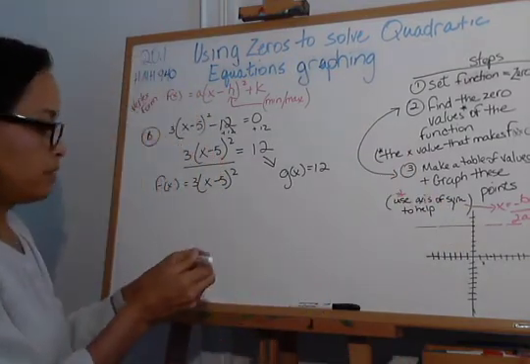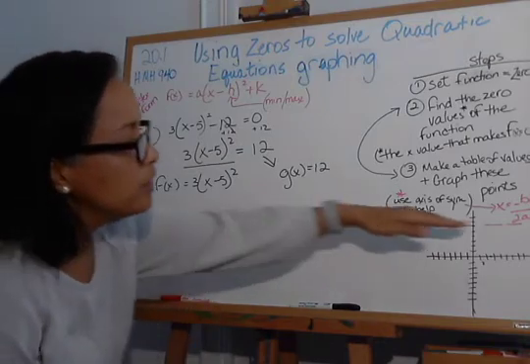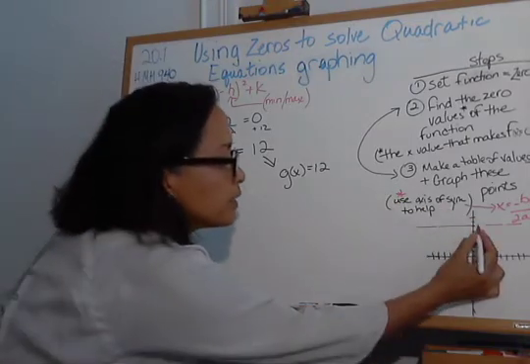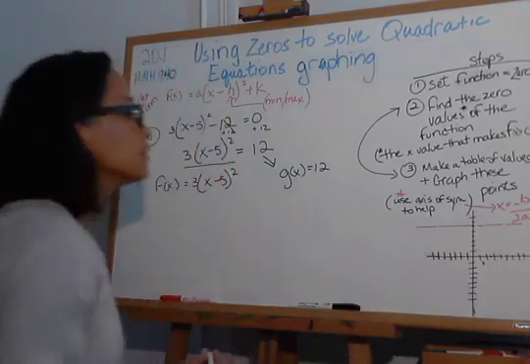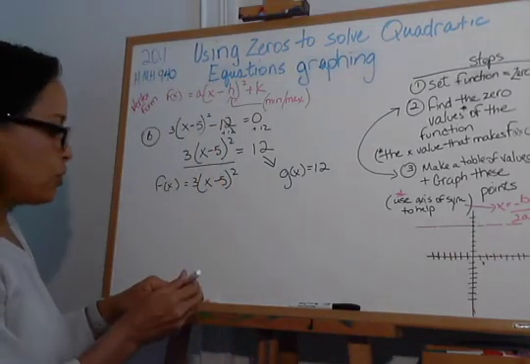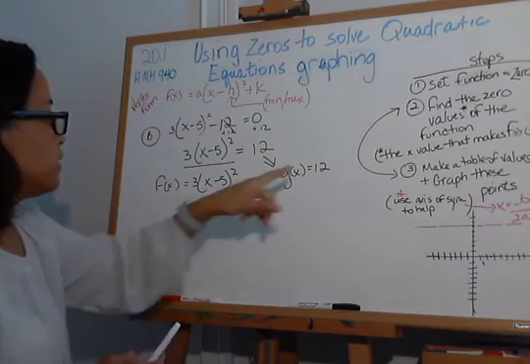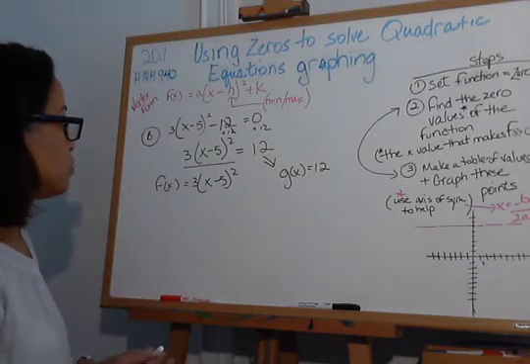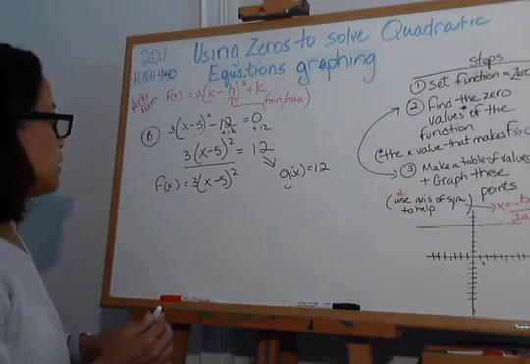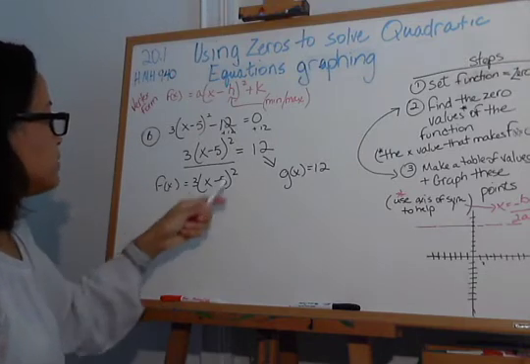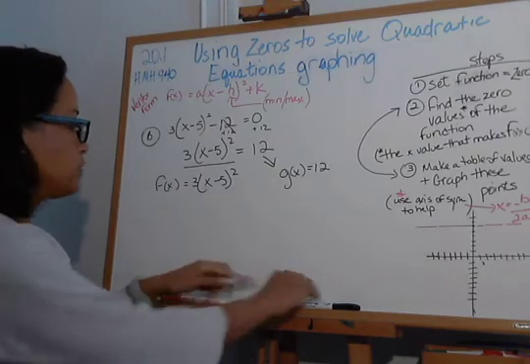Whenever y, or g of x, is 12, it's always that line. So now we have to solve for x on this side to make sure that it's equal to 12. So we want it always to be 12. So when does this equal 12? Well, let's just plug it in.